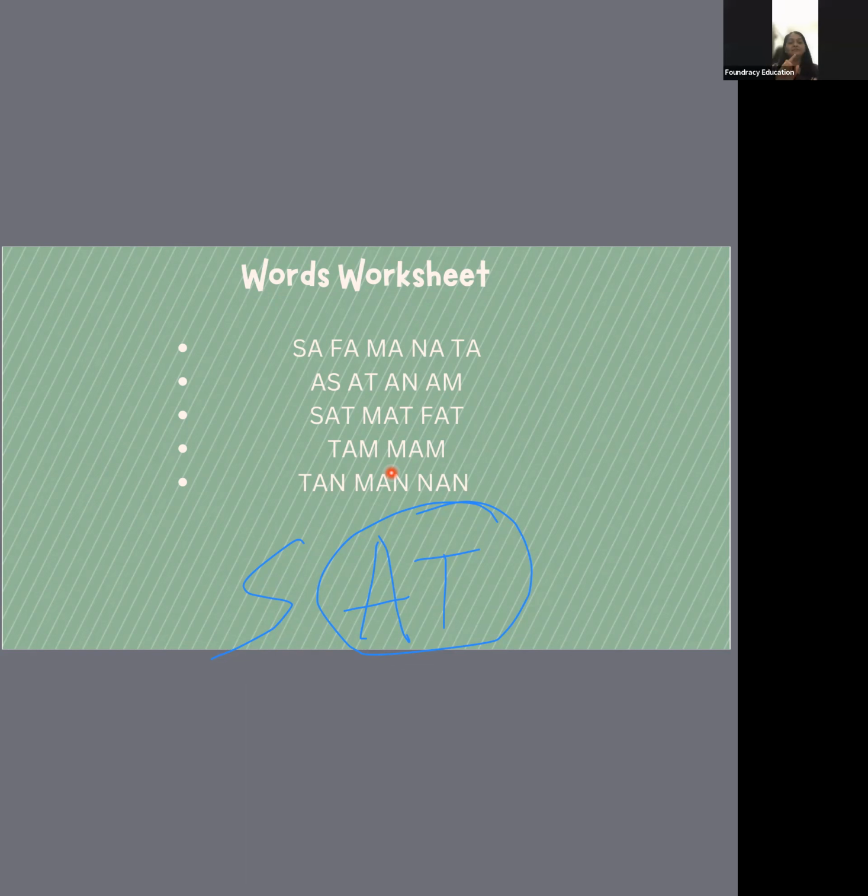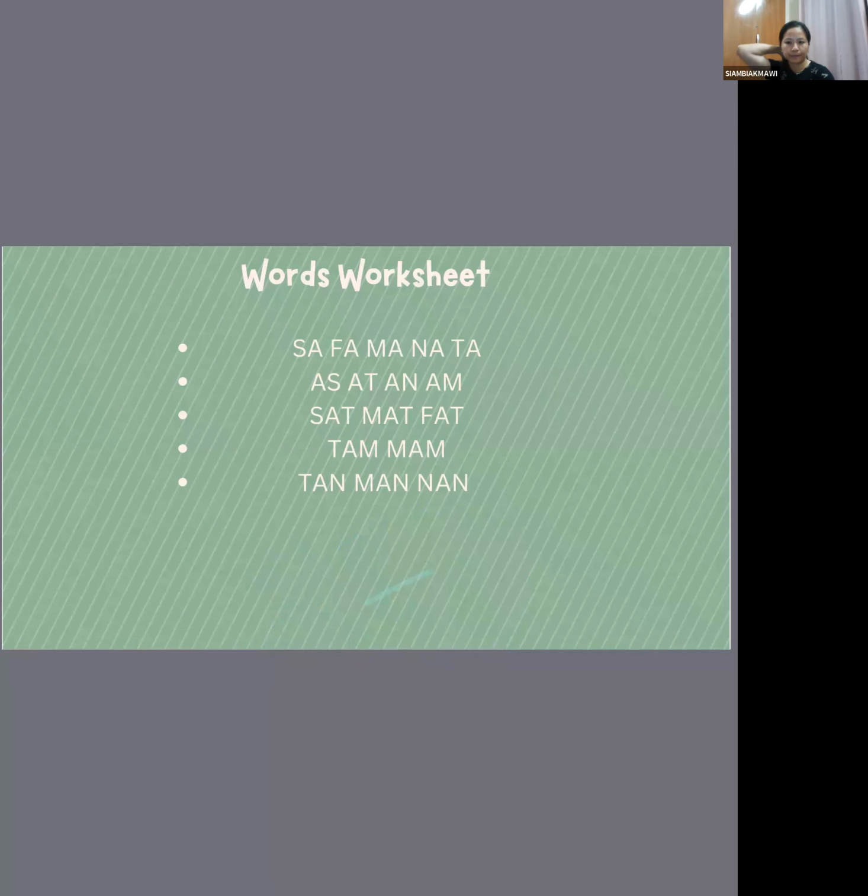Similarly, for tan, man, and nan, the rhyming sound is an. Two sounds, two letters. An. So an, just change the initial sound. It is tan. Similarly, an, man. Similarly, an, it is nan. Okay. Now this was the first activity where you do the blending.